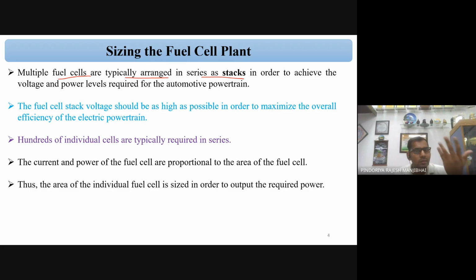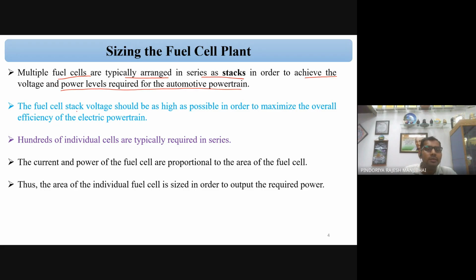Here the energy density is different, because hydrogen energy density is different from battery energy density. But the connection is the same, series and parallel combination, in order to achieve the voltage and power level required for the automotive powertrain. So the power level may be 1 kilowatt, maybe 500 watts. Depending on the power requirement, we have to connect the cells in series and parallel combination, and we call it fuel cells.